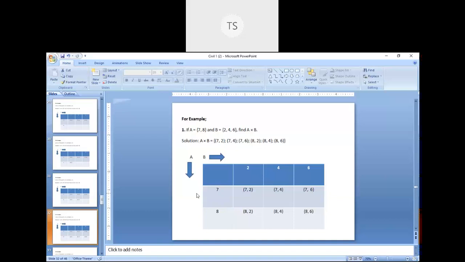That means with the table also you can write the ordered pairs. So I think we have covered ordered pairs and Cartesian product. I think all of you have understood this concept.